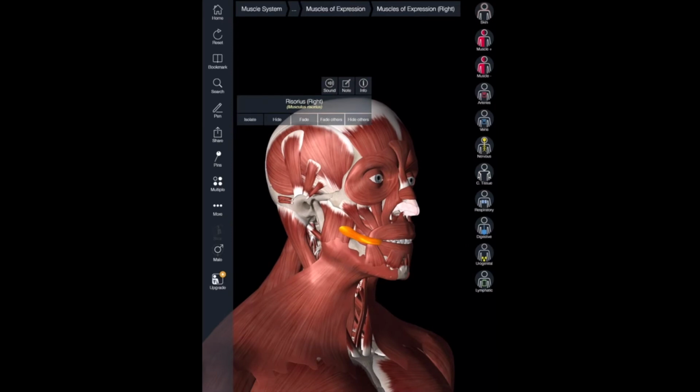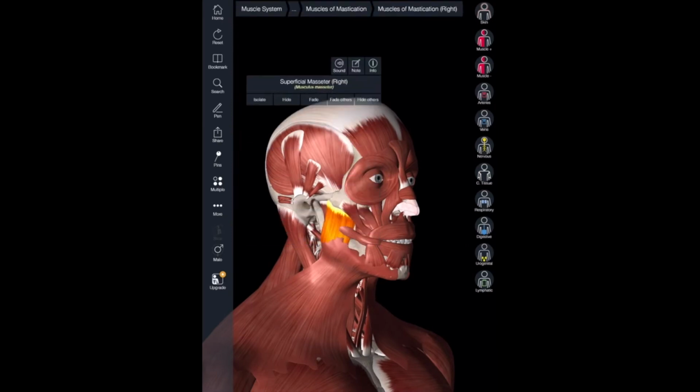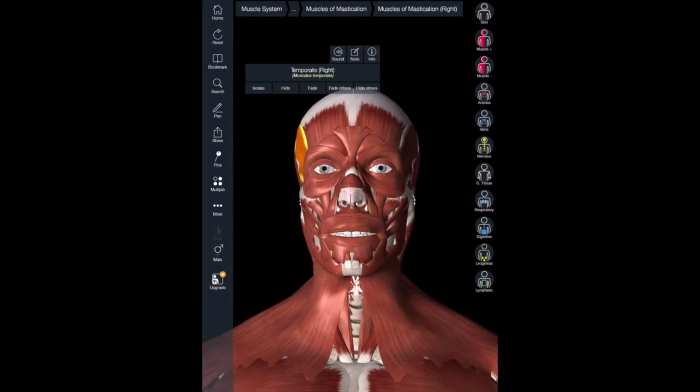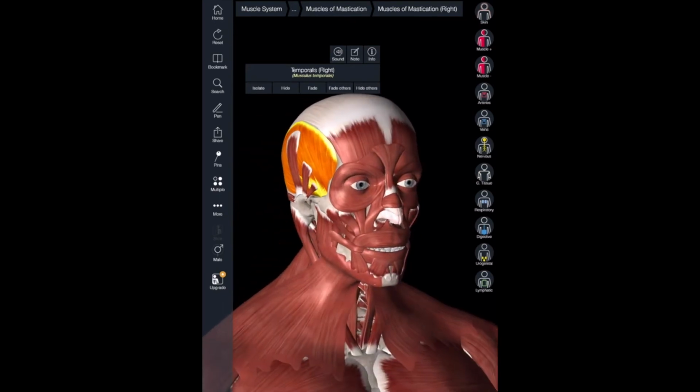Am I really covering all the muscles we talked about? This seems ridiculous, doesn't it? Masseter. Masseter is the prime mover in elevation of the jaw, elevation of the mandible. Temporalis. Those are two major muscles of mastication.